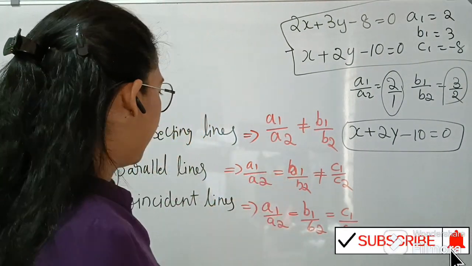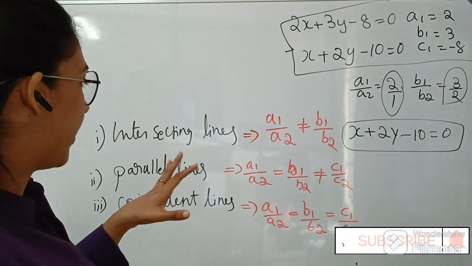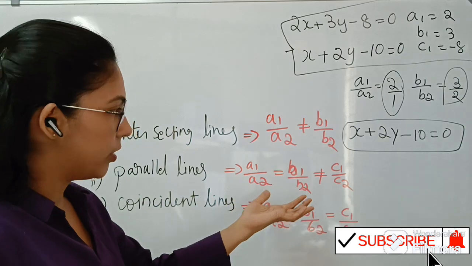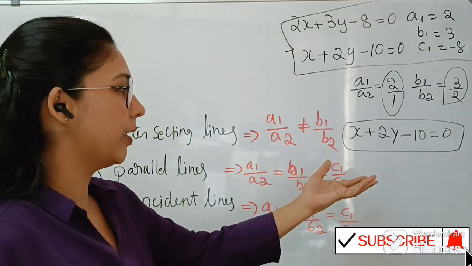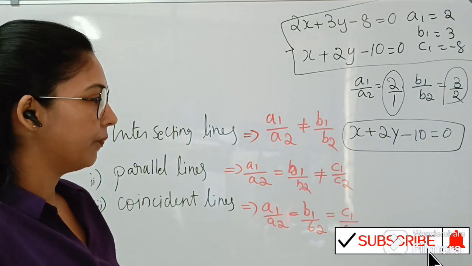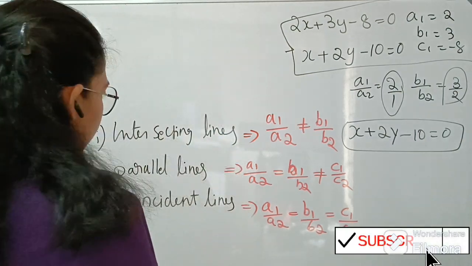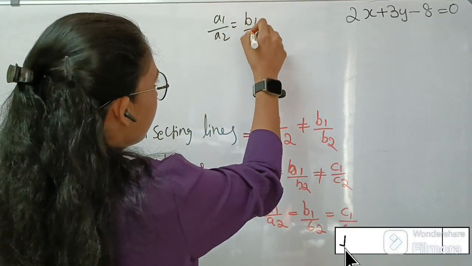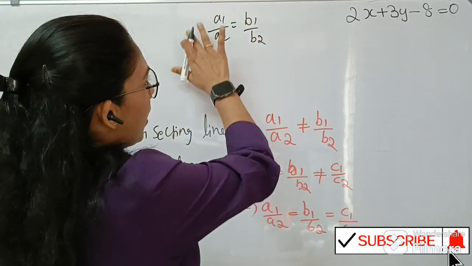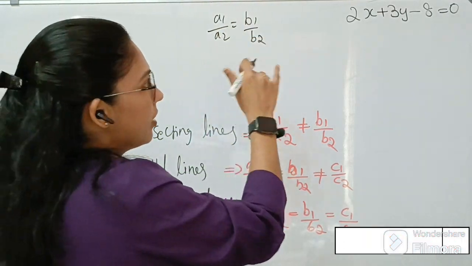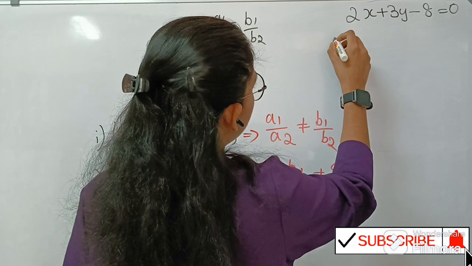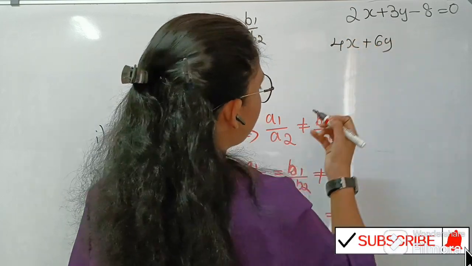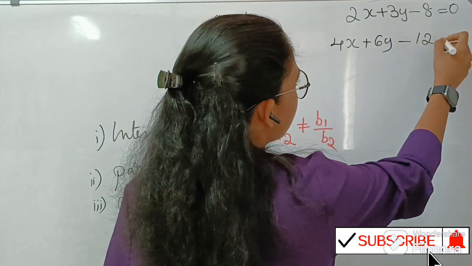And for the second condition, that is, two lines are parallel and satisfy the relation a1 upon a2 equal to b1 upon b2 but not equal to c1 upon c2. So a1 by a2 is equal to b1 by b2. First we have to satisfy this relation. So that is 4x plus 6y minus 12 is equal to 0.